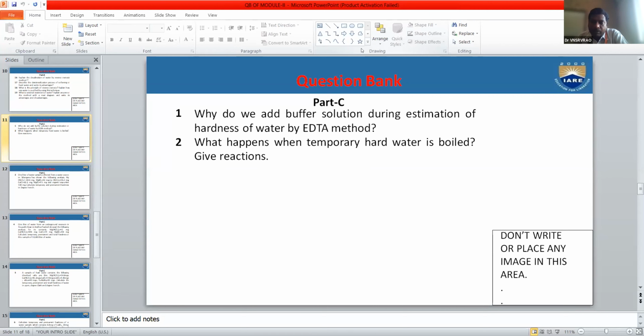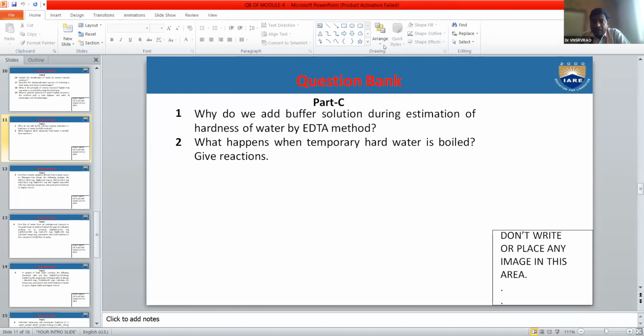the formula is NH4OH plus NH4Cl. So we observe the ammonia is common in both cases, weak base and salt of strong acid. So that's why this buffer is called an ammonical buffer solution.